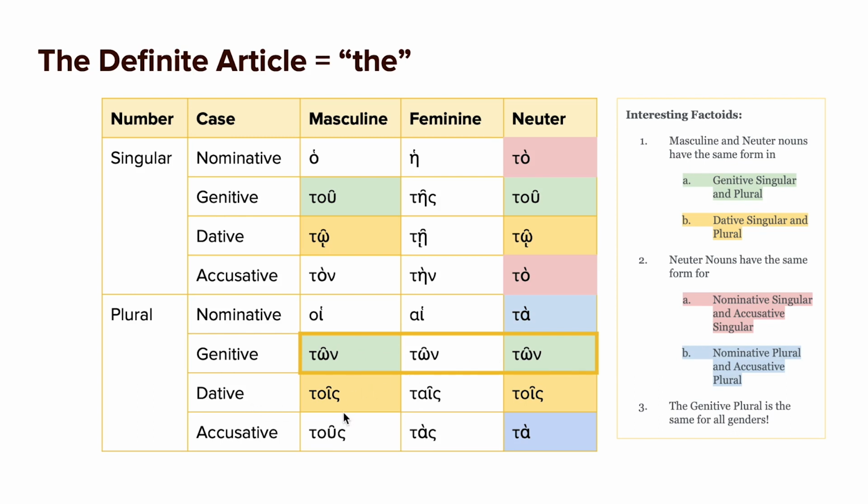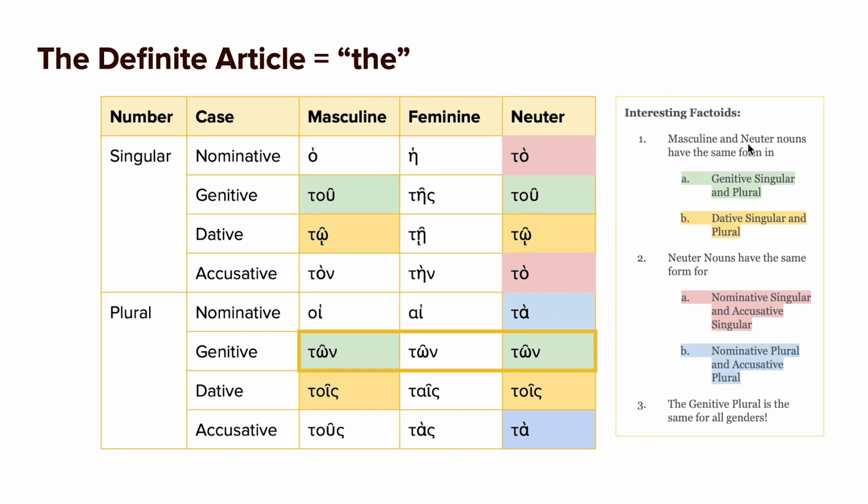And then the dative, to the boys, would be tois, and then tais, and then tois. And notice how it's the same for masculine and neuter, tois. And then accusative plural is tous, and then feminine is tas, and accusative plural neuter is ta. And notice how accusative and nominative are the same also for neuter plural.